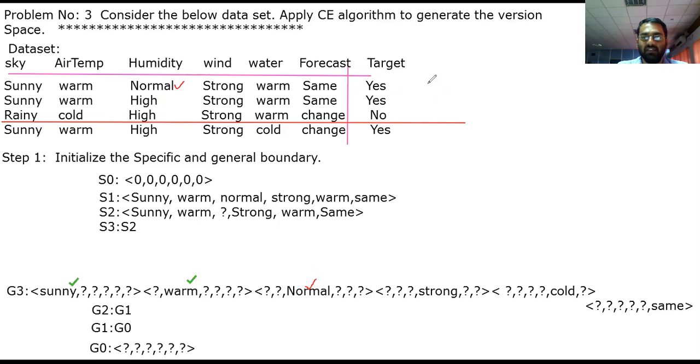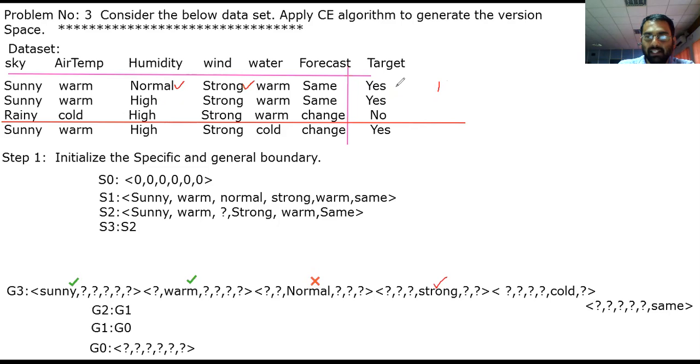Since it has misclassified the instance x2, I do not want this hypothesis. Let us check the next hypothesis. Here strong is there, here also strong is there. There is the same attribute value.